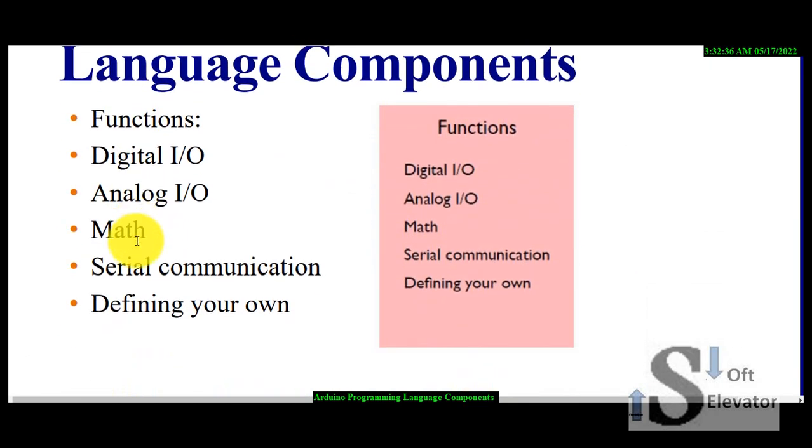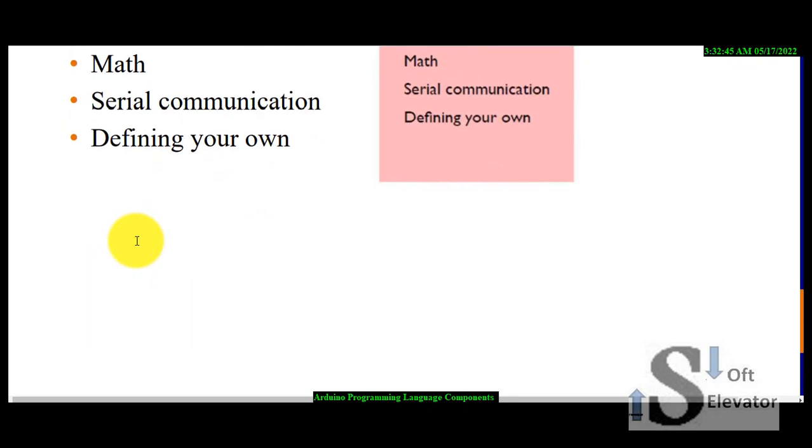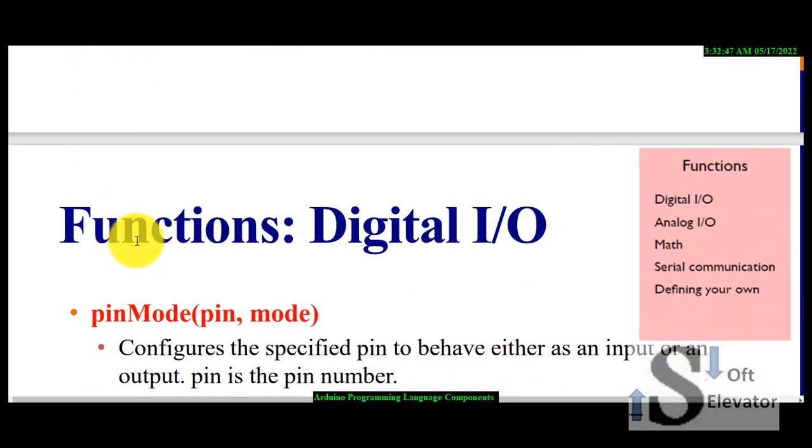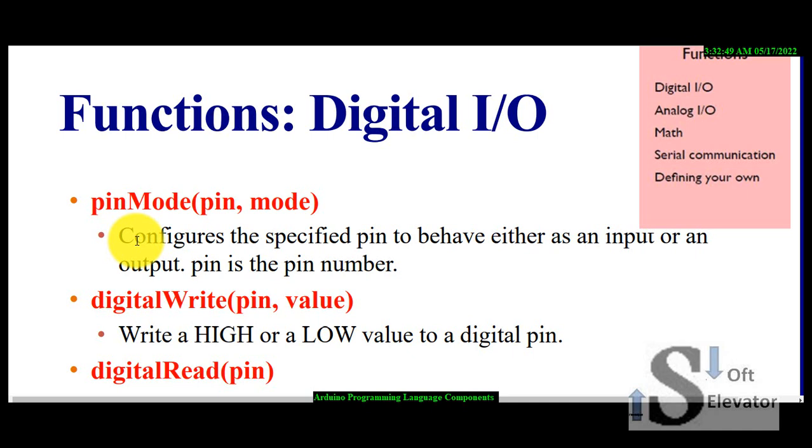Functions. Here we have different types of functions: digital input functions, analog input functions, math functions, and serial communication functions. You can also define your own function. The pinMode function has two arguments: pin and mode. It configures the specified pin to behave either as an input or an output. The mode argument controls whether it is input or output, and the pin is the pin number.